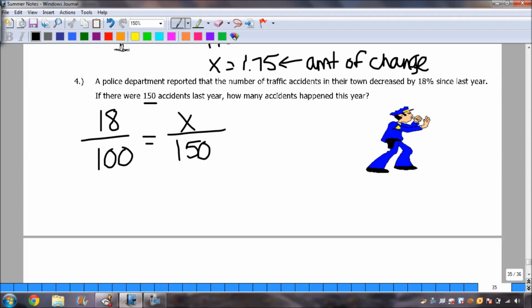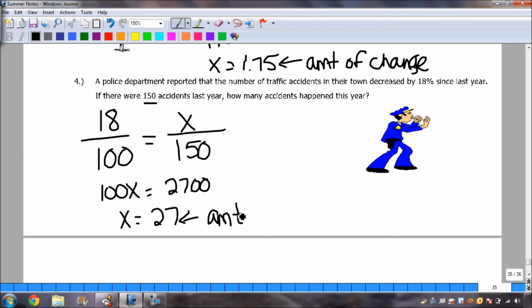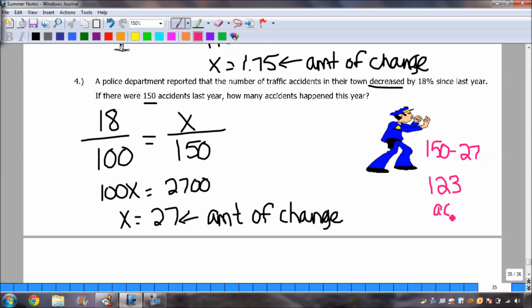Just go through, cross multiply. You end up getting 100x equals 2,700, which means x is 27. But again, that doesn't mean that there were 27 accidents the following year. It means it just went down by 27. And since it's a decrease, I have to subtract it this time instead of add it. So if there were 150 last year, it went down by 27. Now there's 123 accidents this year.